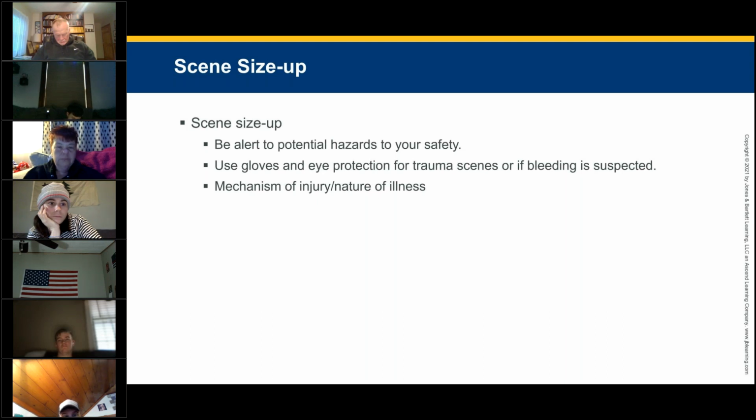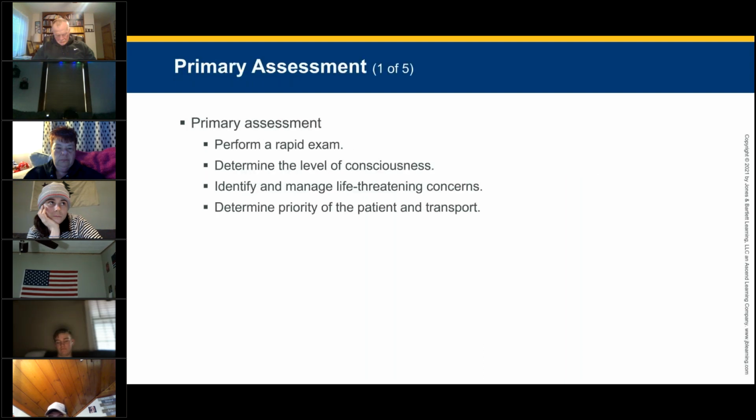For scene size up, you're going to want to be alert to the ultimate safety of your scene. You're going to want to make sure you wear your BSI, and you're going to want to determine what the mechanism of the injury or the nature of the illness is going to be. Your primary assessment for a patient with shock is going to involve a rapid exam to determine their level of consciousness, identify and manage any life-threatening conditions that they're found to have, such as serious bleeds. And you're going to determine the priority of the patient and transport them.